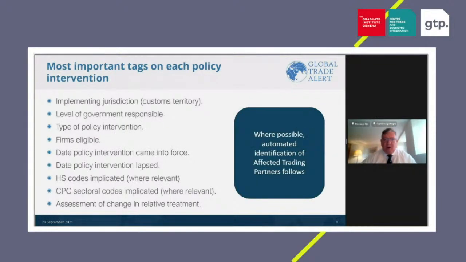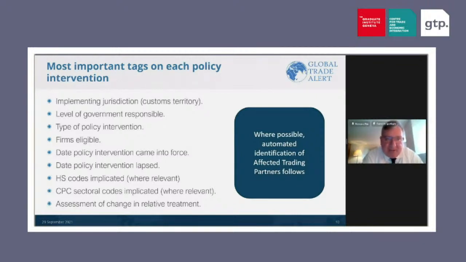Now, you might ask, what are those tags? What are the information that we tag for each public policy intervention? These tags are important because these are very much the criteria by which you can search our database. So as we move from describing the database into using the database, it's important to know what we can search by. And I've listed here the most important tags that we have.